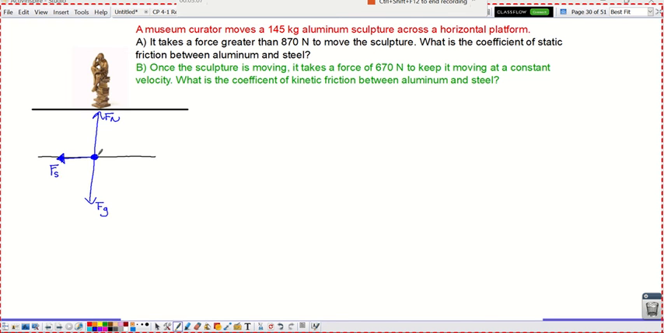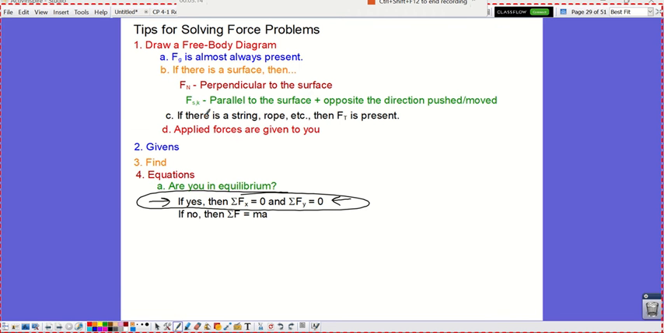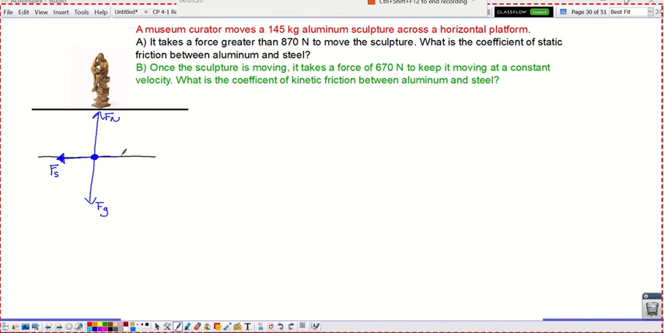We've got our friction. There's no string or rope, so there's no tension. The applied forces are given to you. The museum curator is going to push on this with a force of 870 newtons. That's my applied force. So there's my free body diagram.